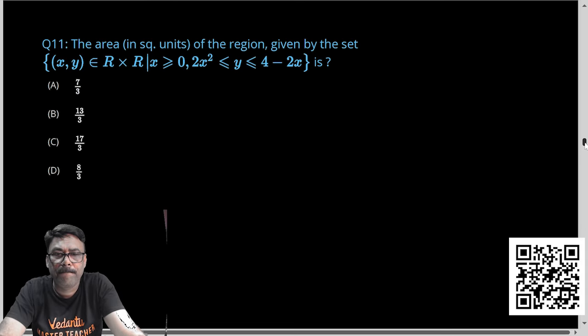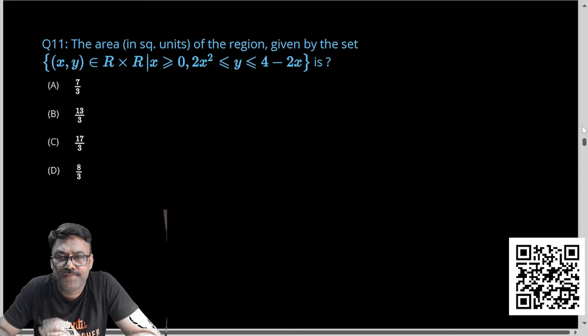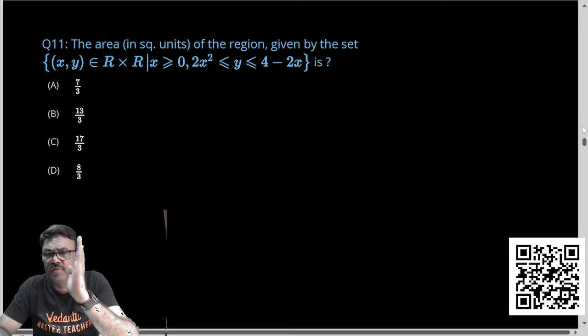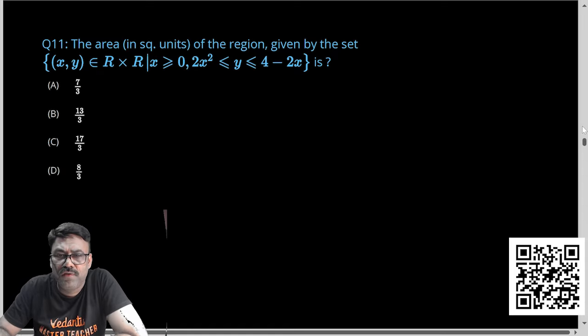Now you have to find the area of the region satisfying these three inequalities. x greater than or equal to 0 means on the right side of the y-axis. 2x square less than or equal to y, so basically it is a parabola, y is equal to 2x square. And y is equal to 4 minus 2x, it is a line.